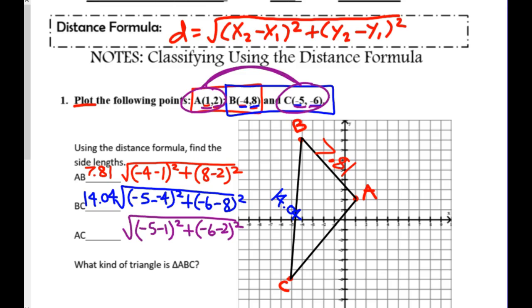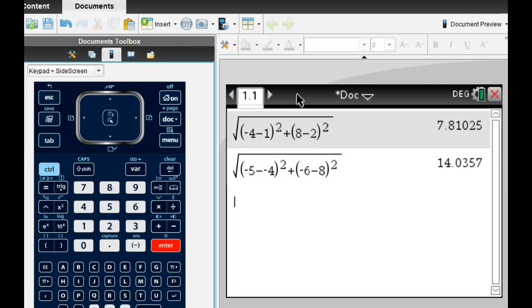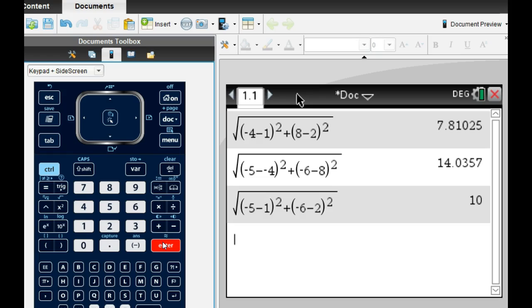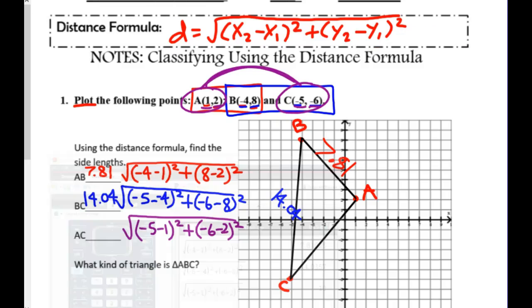So once again, let's plug it in. Square root, parentheses, -5 minus 1 parentheses squared, plus, parentheses, -6 minus 2 parentheses squared, and we get a straight 10. Okay, so 10 here, 10 here.